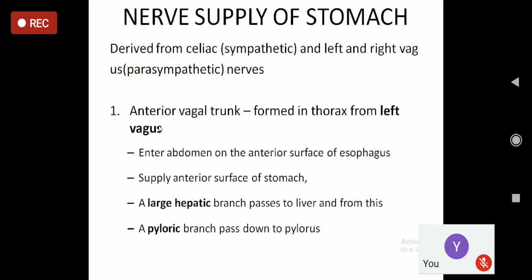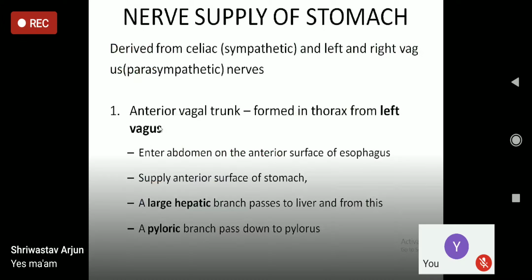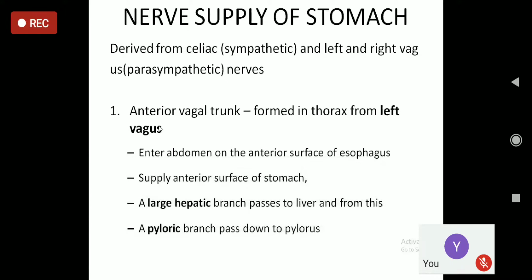So then finally we'll go for the nerve supply of stomach. The nerve supply of stomach, obviously viscera are supplied by autonomic nervous system. Autonomic nervous system consists of sympathetic and parasympathetic nerve. In case of stomach, sympathetic nerve is derived from celiac plexus, while parasympathetic nerve is derived from right and left vagus nerve. The right and left vagus nerve gives the parasympathetic supply. Celiac plexus gives the sympathetic supply to stomach.